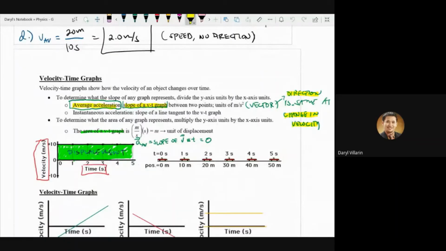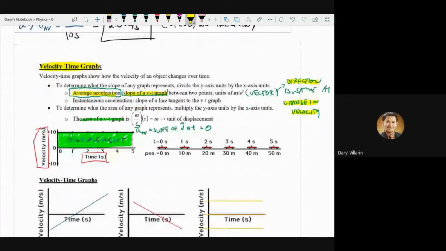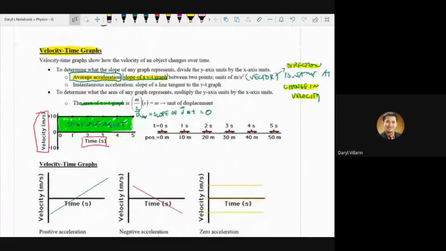So again, for today, we're going to be going over velocity time graph, and these are the things that we can get from the velocity time graph. The slope is now the average acceleration. So the unit for that matter is that, well, if you can see the slope, if you have velocity against time graph, that would be delta y over delta x.